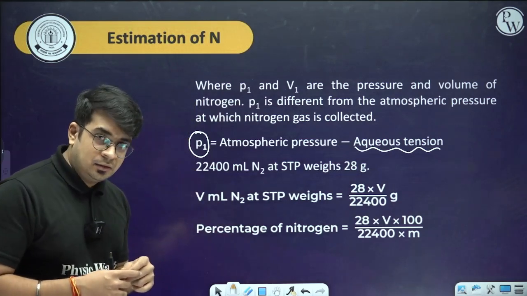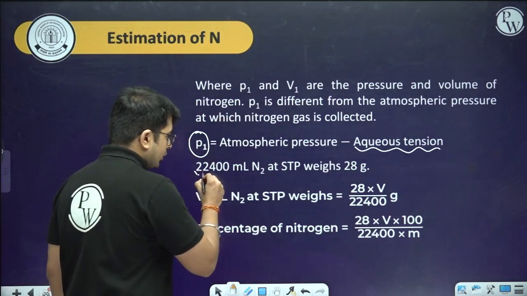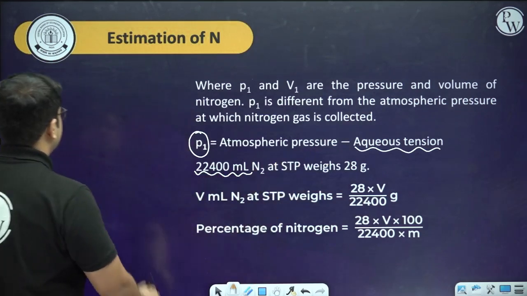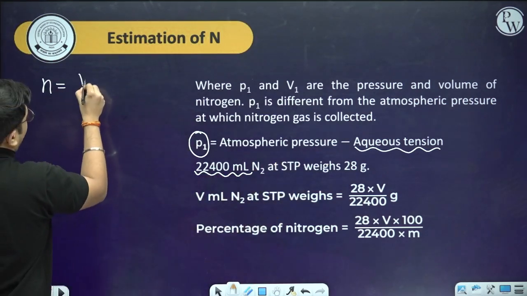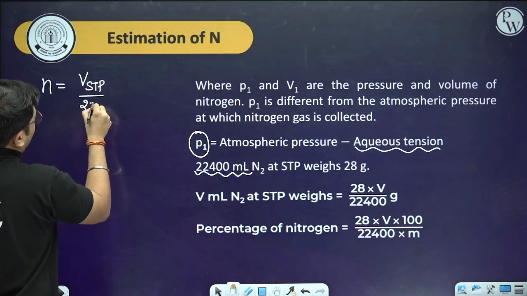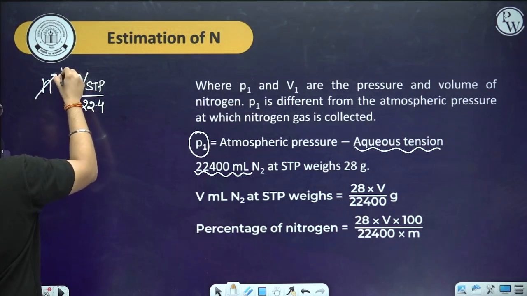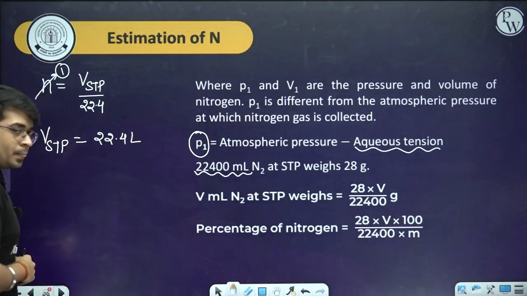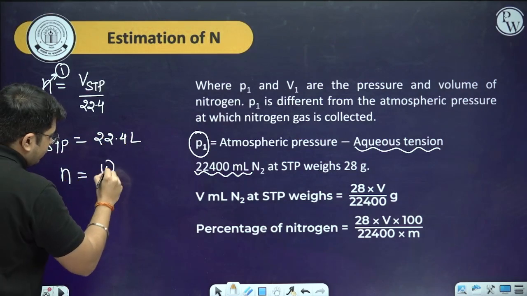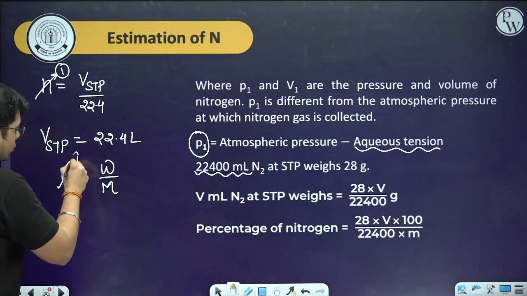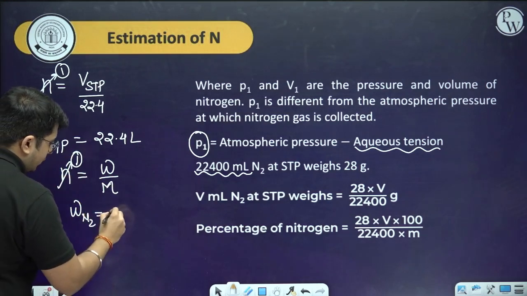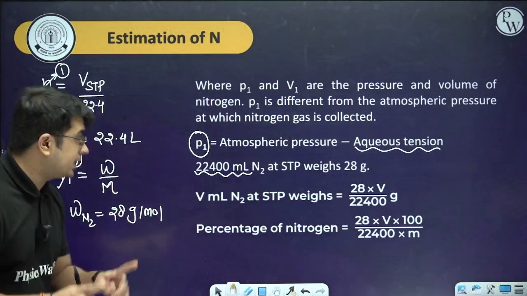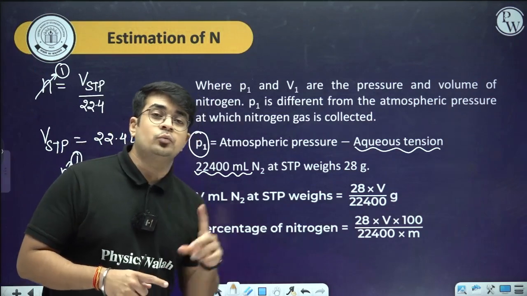Now, we know that 1 mole of a gas at STP occupies 22.4 liter, and weighs equal to the molar mass, because the number of moles equals the volume of gas at STP divided by 22.4. If n is 1, the volume of the gas at STP is 22.4 liter. And the number of moles equals given weight divided by molar mass. For 1 mole, W of N2 will be 28 gram per mole. It means 1 mole of nitrogen gas, 28 gram, has a volume at STP of 22.4 liter.